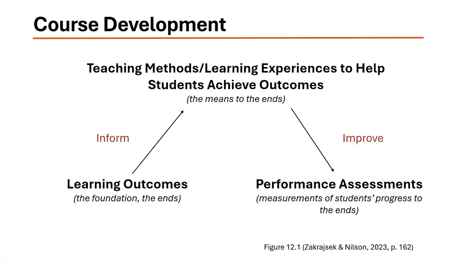The book has this figure, and I think it does a nice job of summarizing this idea that selecting the appropriate teaching methods or learning experiences should be informed by the learning outcomes that you've set. So you've identified what these are. That should inform what teaching methods you select, which should then improve how students do on any type of performance assessment, whether it be a test, an essay, a project, field notes, a lab report, and so on.